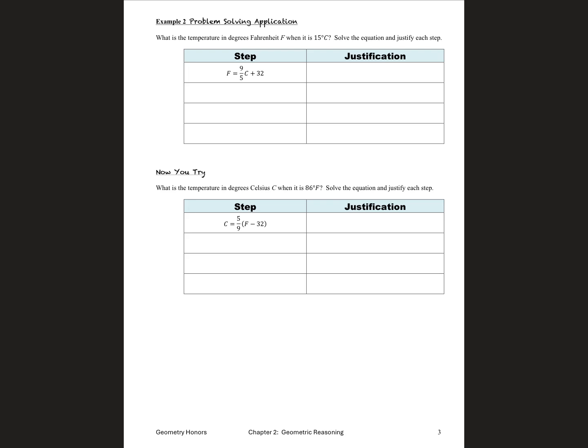Okay, so this one we're going to plug in 15 degrees for C. So we start with our given, and then when we replace something, when we plug in for a variable, that is called the substitution property of equality. Make sure it's clear that it says substitution and not subtraction.